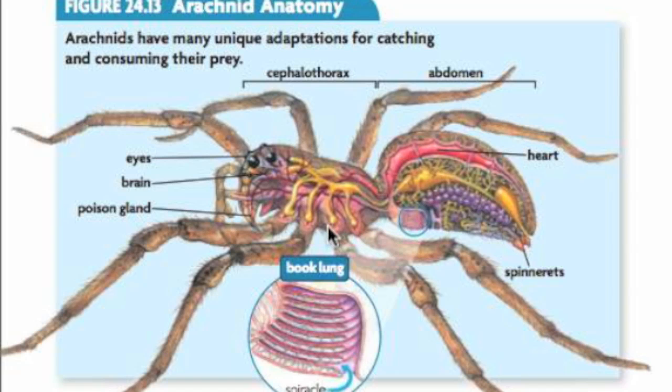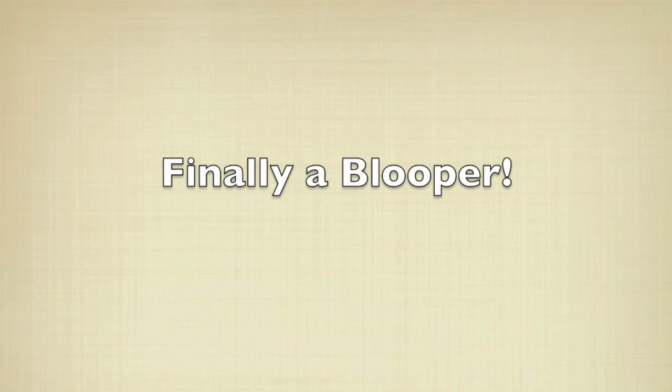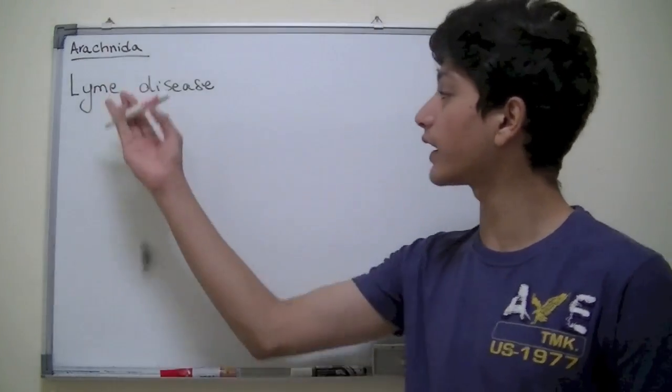Even though it's a small group, arachnids have many different structures. So this is the whole anatomy of arachnids, in this example a spider. This is how many unique adaptations for catching and consuming prey are being used. Okay, so as you mentioned, we'll be talking about Arachnida.